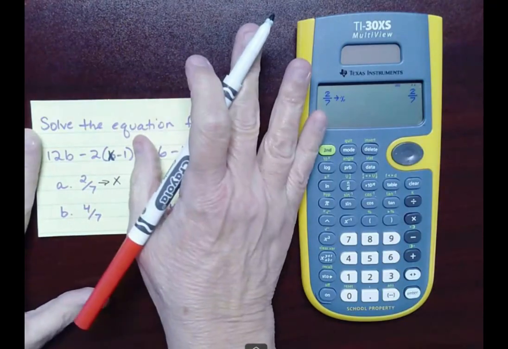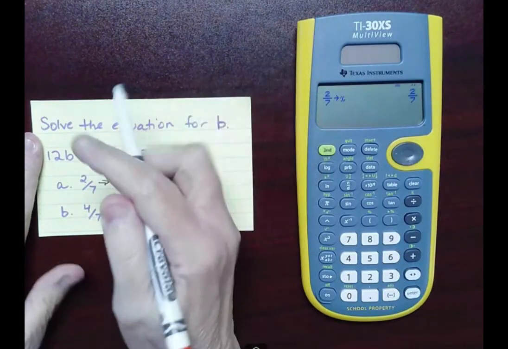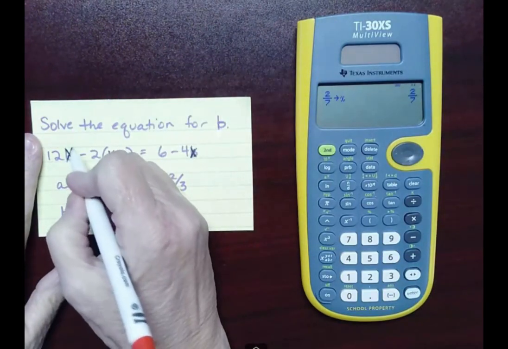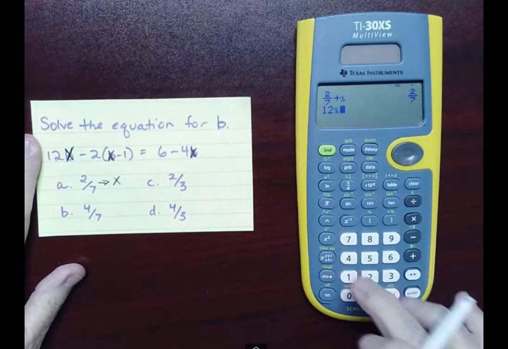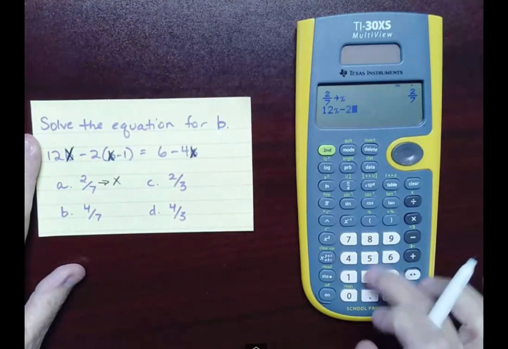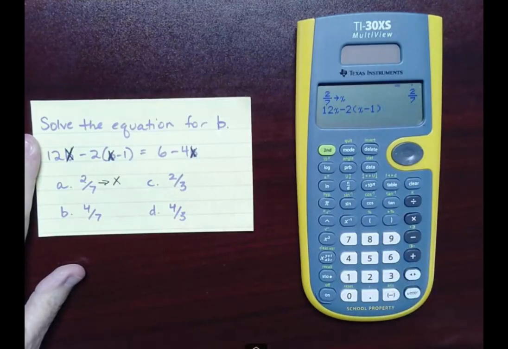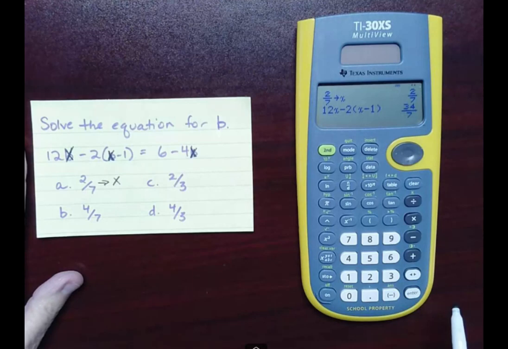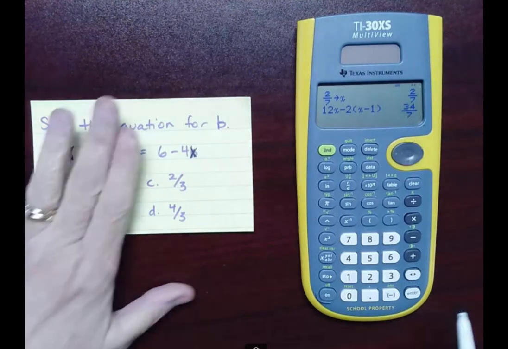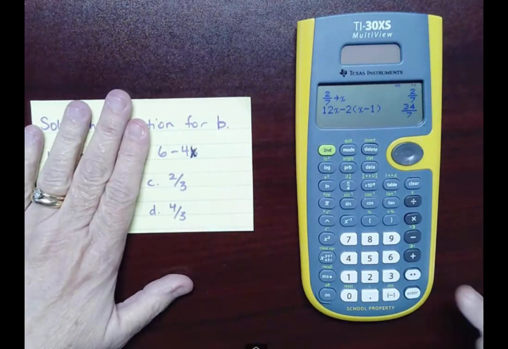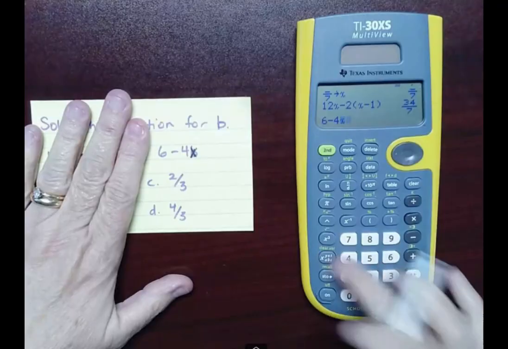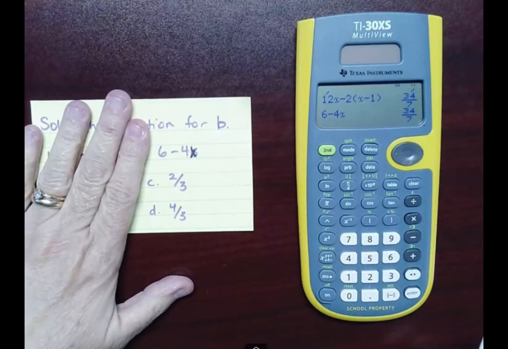Now I want to type in the left side of the equation. Oh, there's another spot where I have to use an x. 12x minus 2 parentheses x minus 1. When I hit enter, I get 34/7. Now I want to type the other side, 6 minus 4x, and I get 34/7.